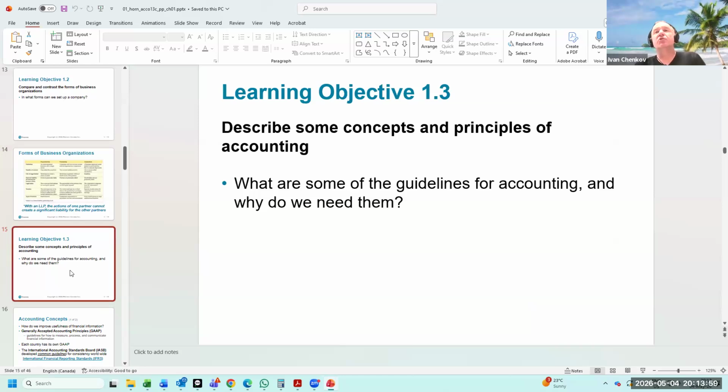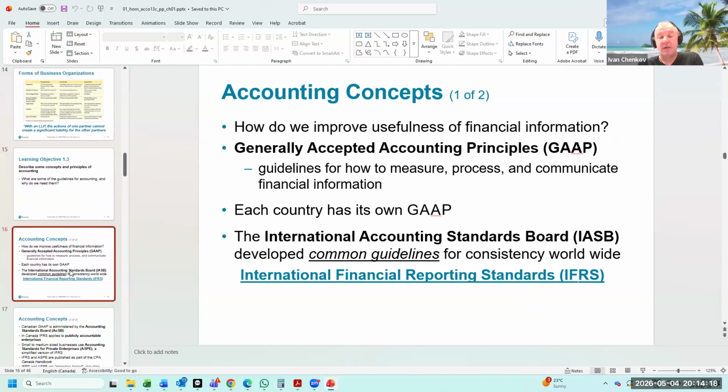Let's go now to some concepts about accounting. Now, obviously, we have to prepare. One of the functions of accounting is to present the accounting information in the form of reports. In order to prepare that information for the reports, we have to follow some principles, some underlying rules. There has to be a foundation on which we're going to build those financial reports.